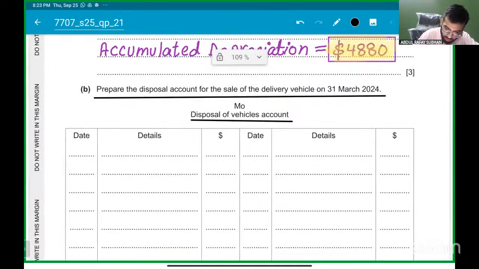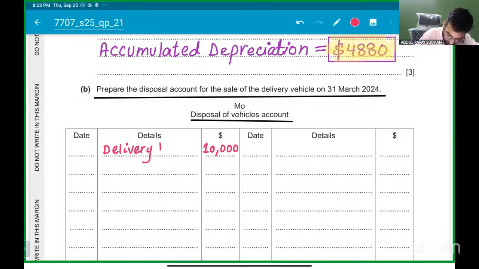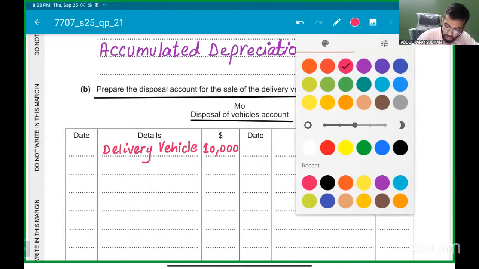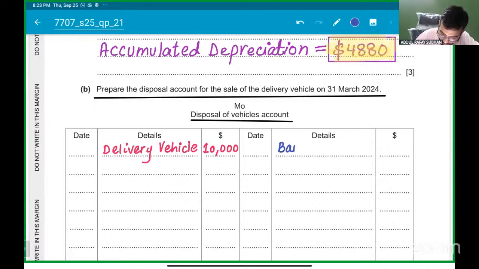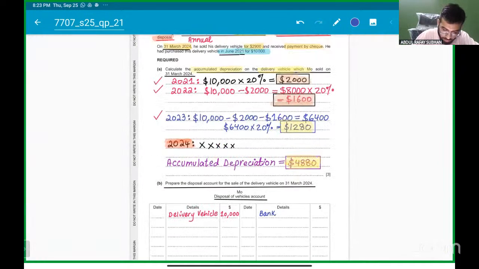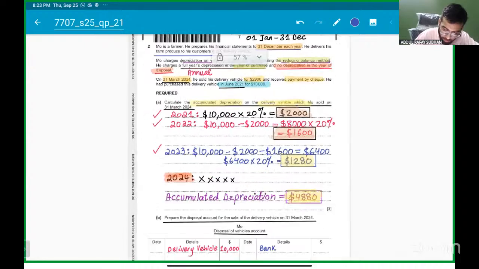So we purchased the asset for 10,000, which is the cost of the delivery vehicle. So it will be, sir, the delivery vehicle account. You can write down delivery vehicle cost on the debit side, and bank value on the credit side. We are making the payment.